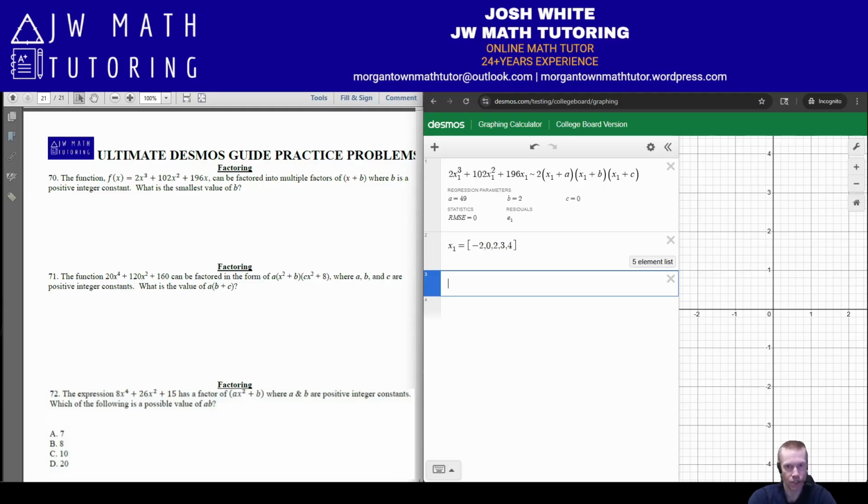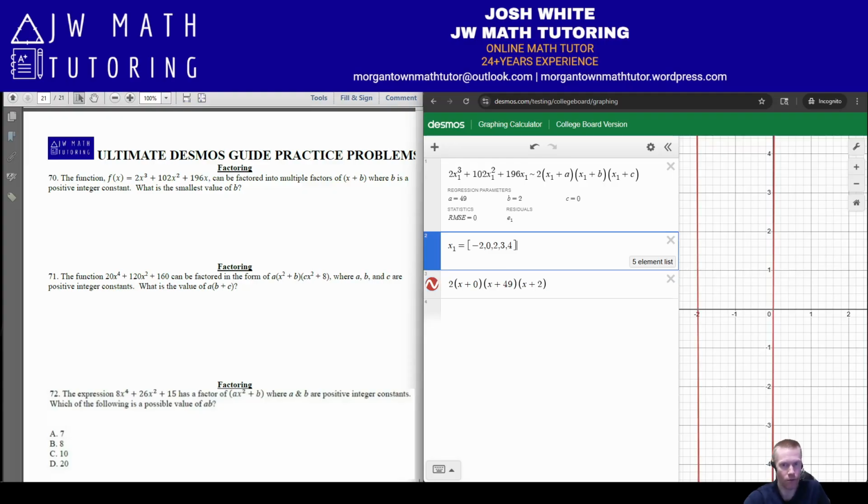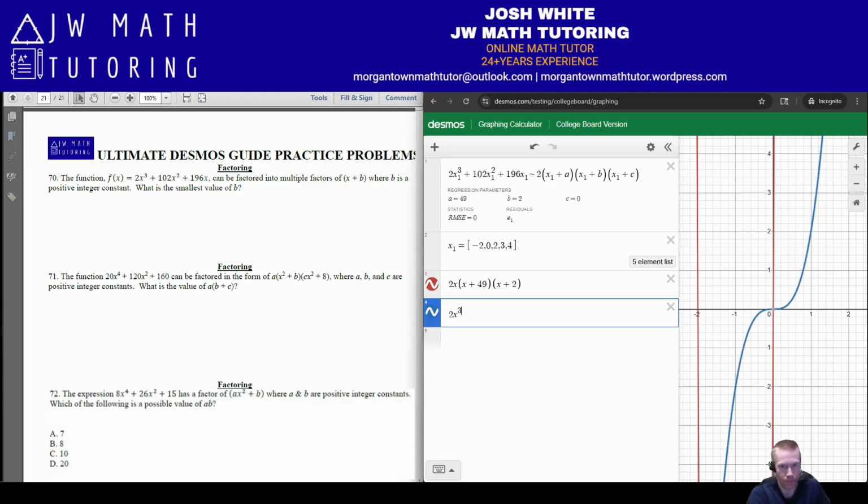Basically, the factorization is just going to be 2 times x plus 0 times x plus 49 times x plus 2. Now, normally x plus 0 you would just make x, and then the 2 and the x would be combined. So the way you would normally see it factored is like this. But just to confirm that I have the correct factorization, notice that these overlap completely.